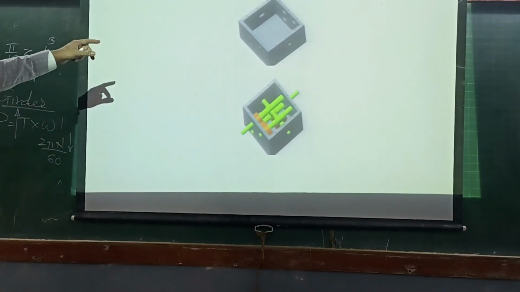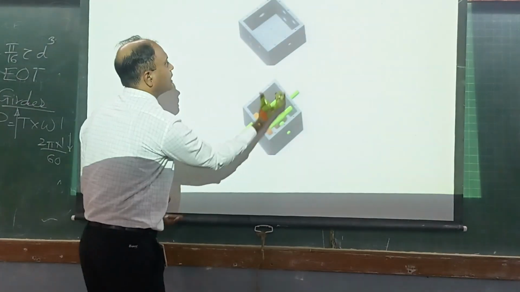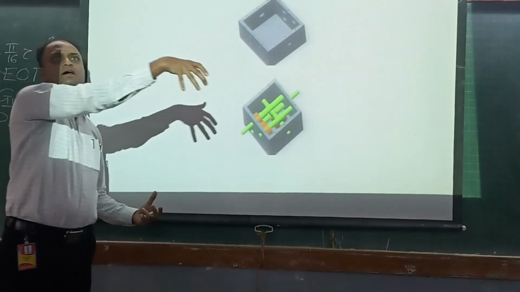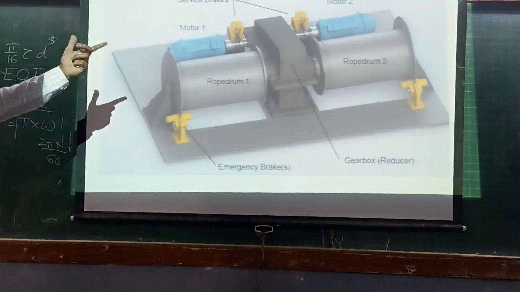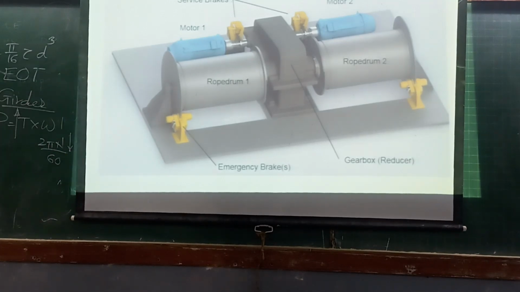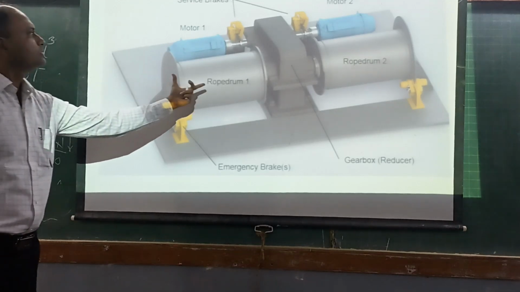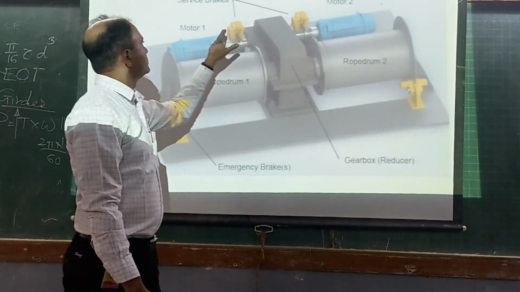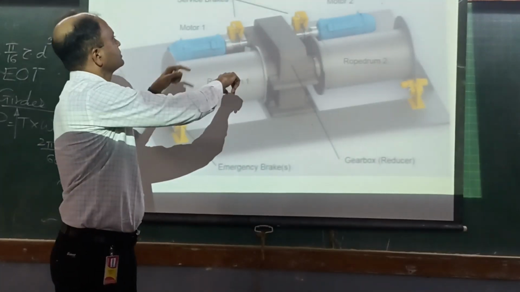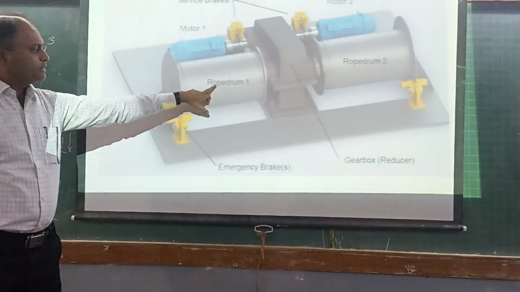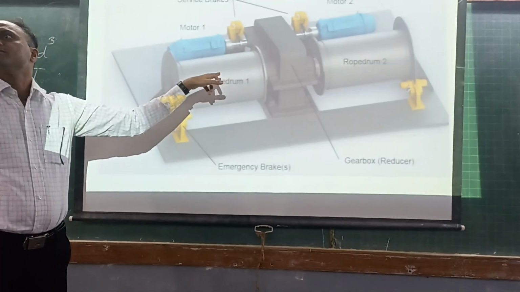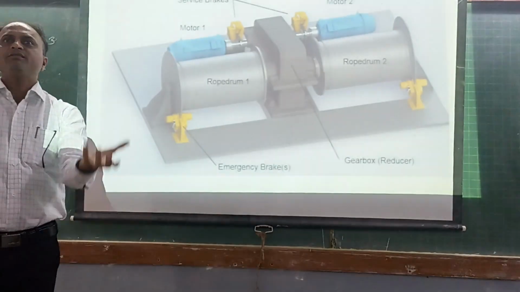This is an example of a gearbox casing. You can say this is the lower half and this is the upper half, and then it is enclosed. Such applications are also used in hoisting or lifting applications. Rope drum 1, rope drum 2. There are motors. So the motors along with the speed reduction units ultimately drive these rope drums, and the rope drums lift the load.